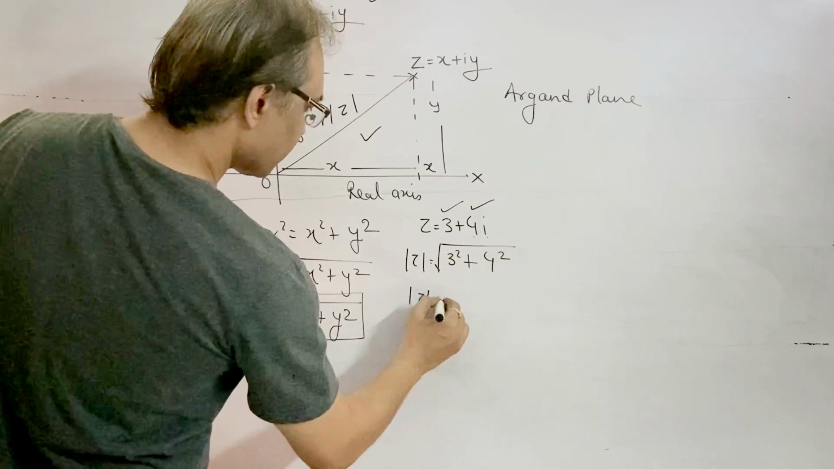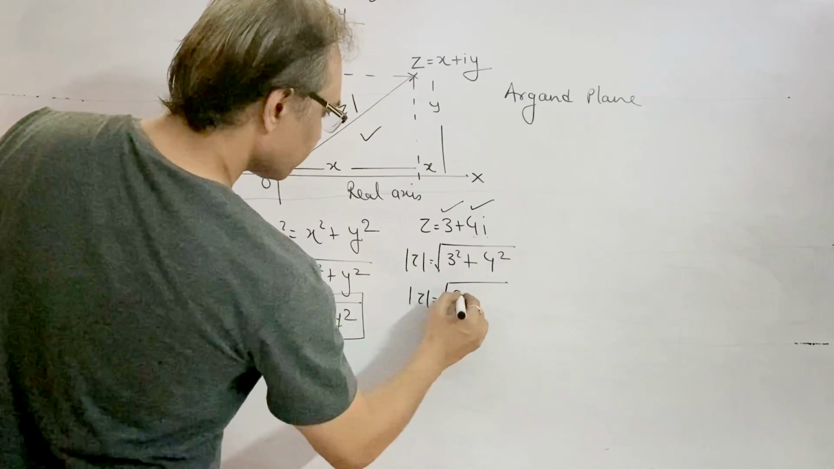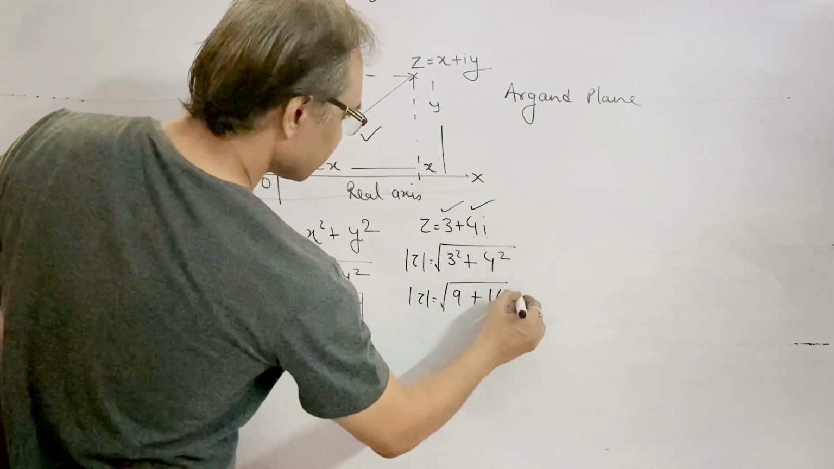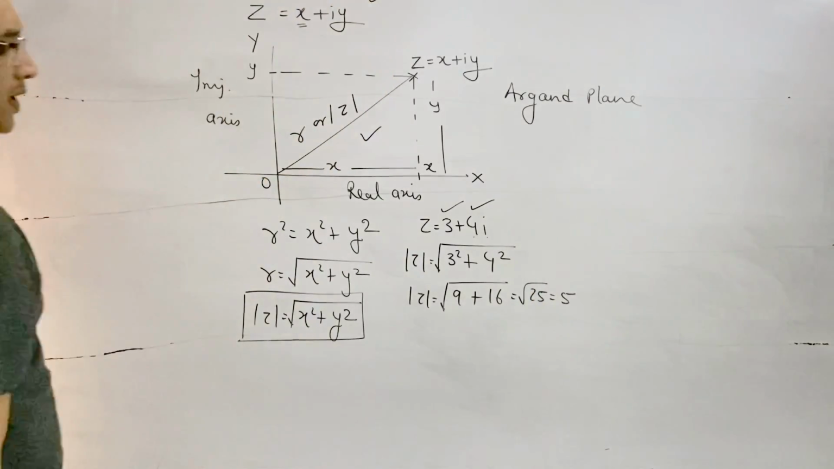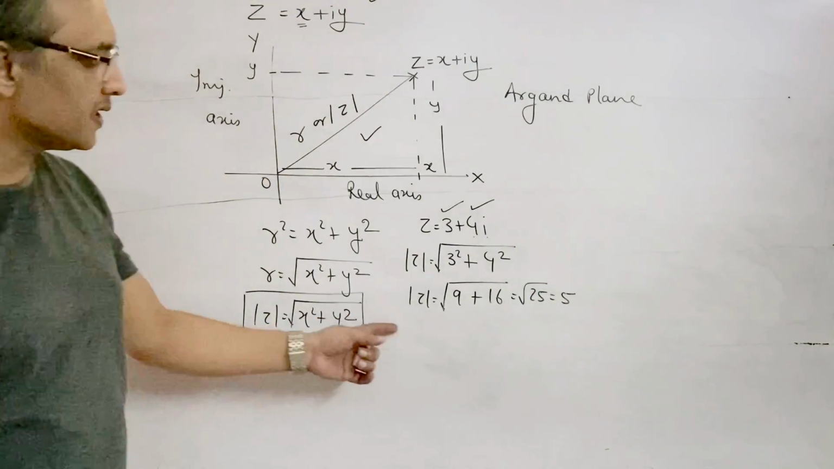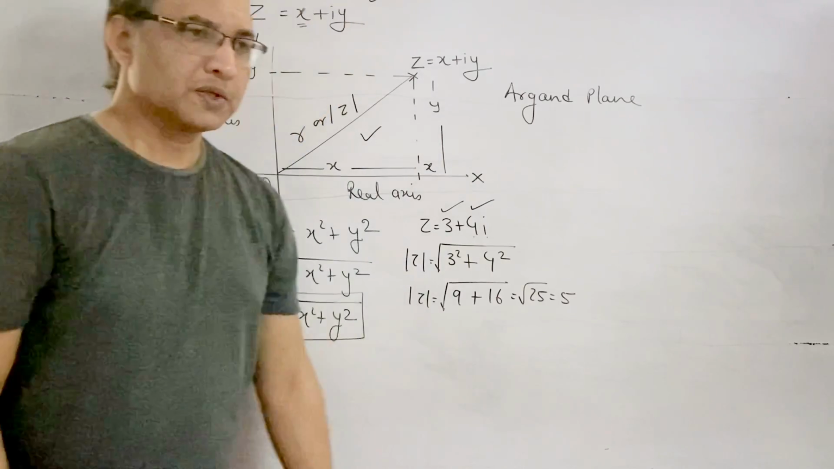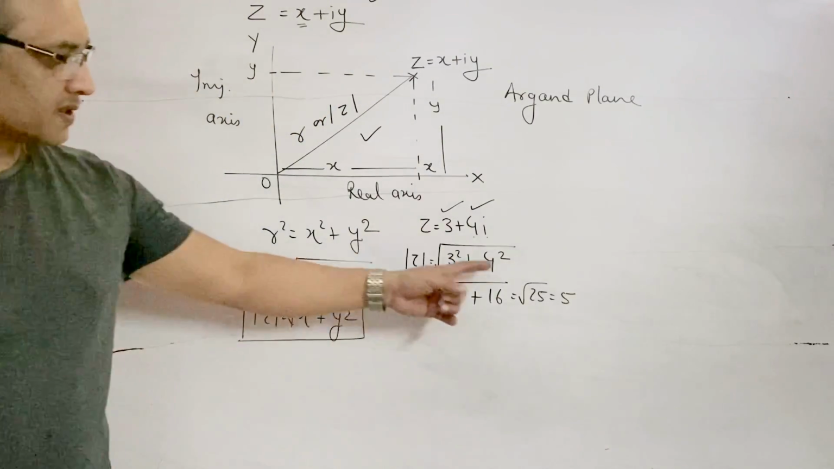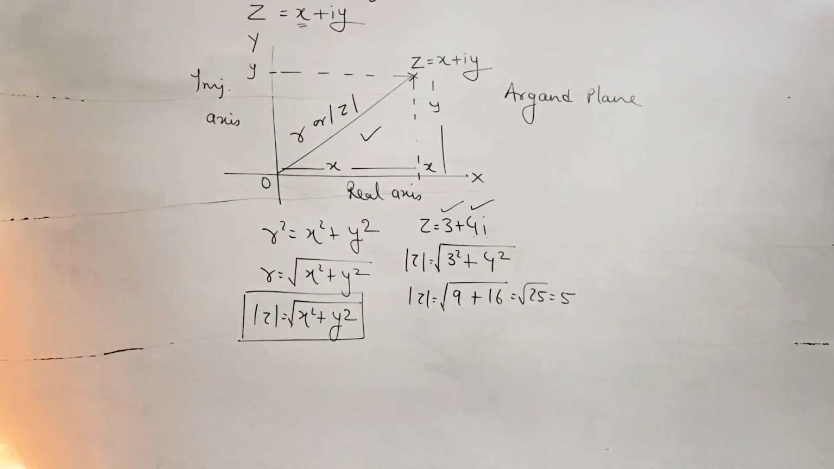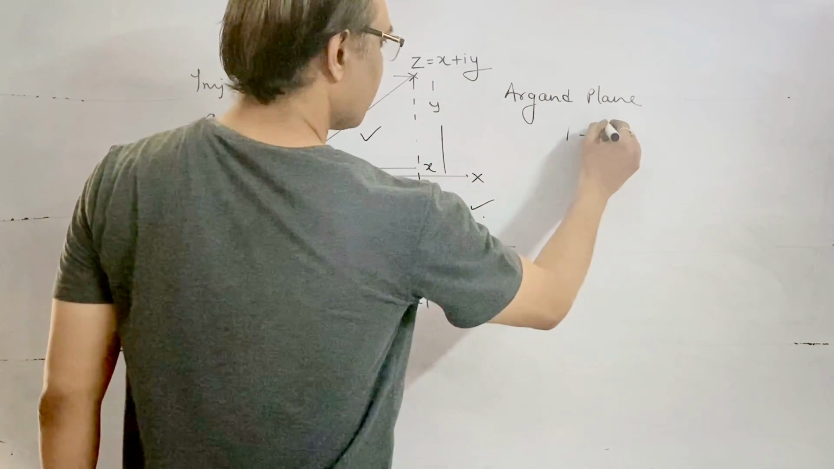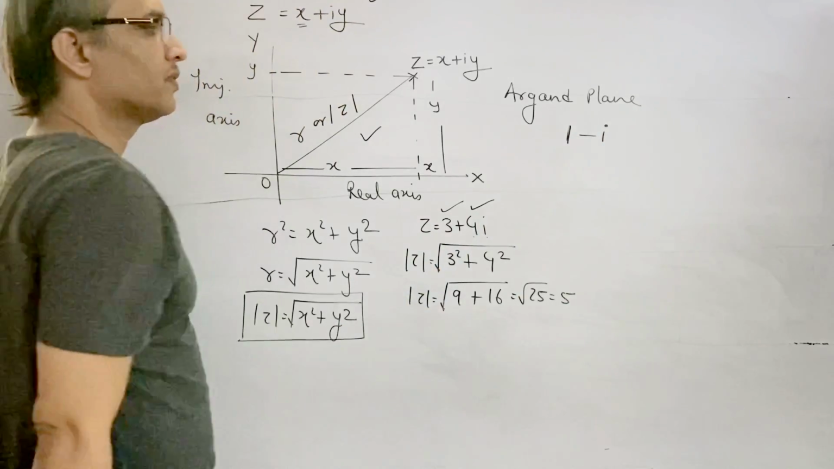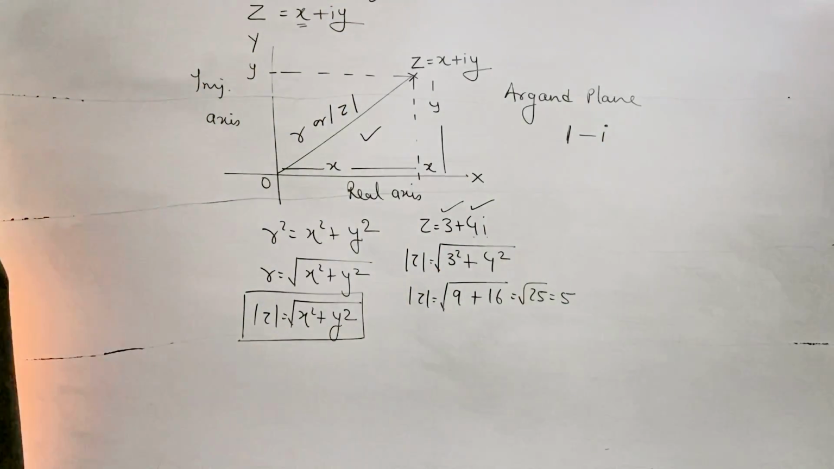So mod z becomes under root 9 plus 16. That is under root 25. That is 5. So mod z is 5. So we have got the modulus of this complex number 3 plus 4i. Let us take one more example. Suppose we have a complex number 1 minus i and we want to find the modulus of this.